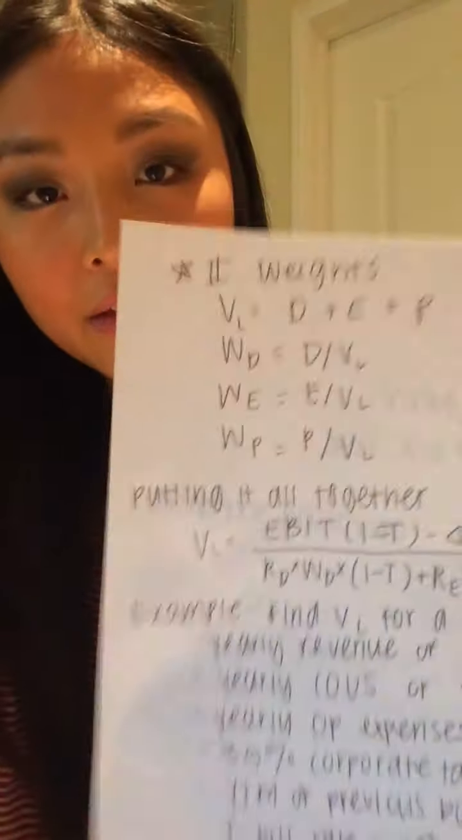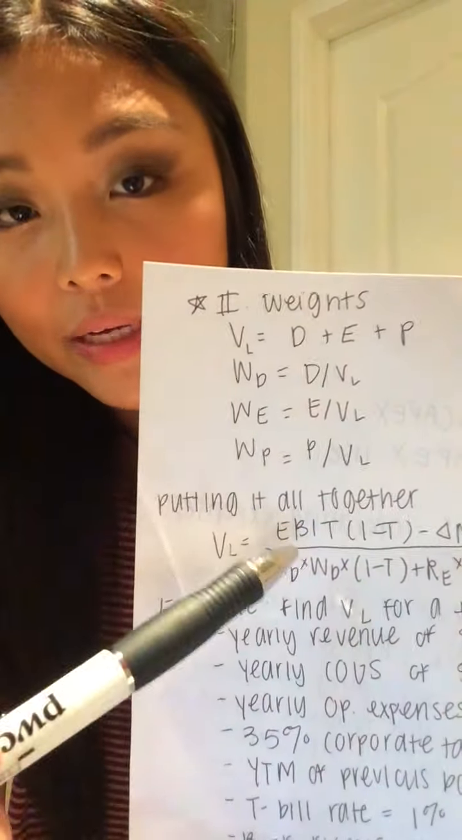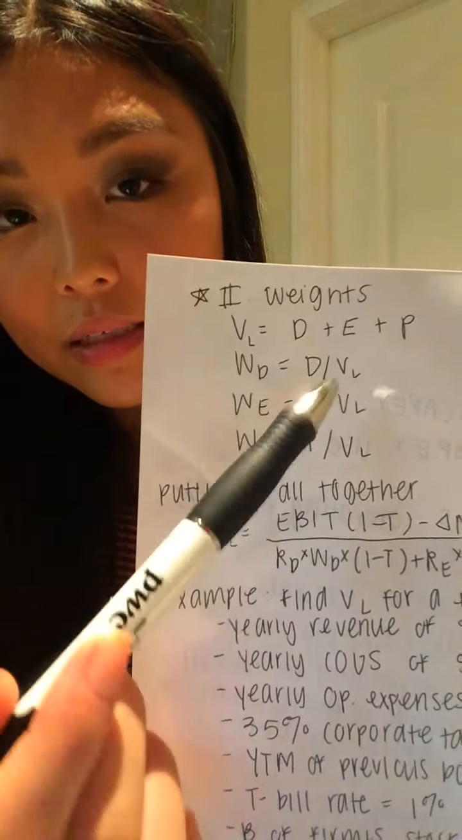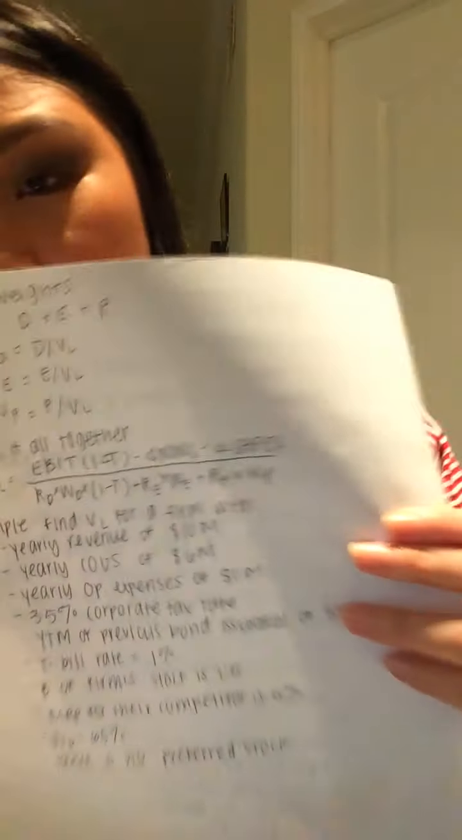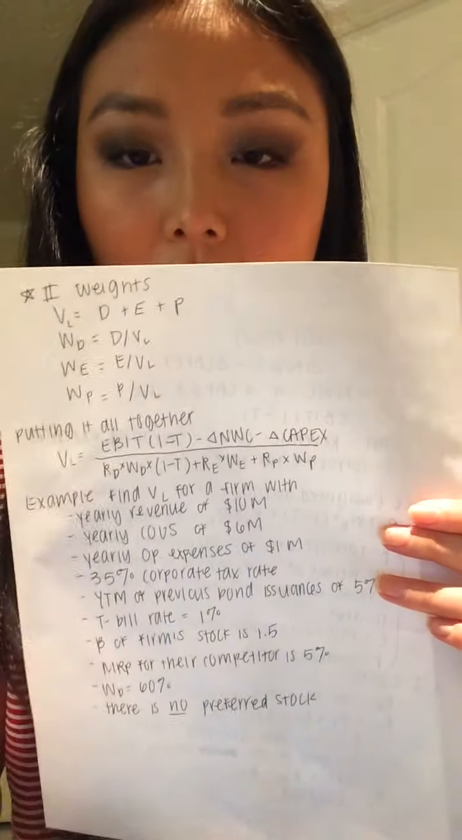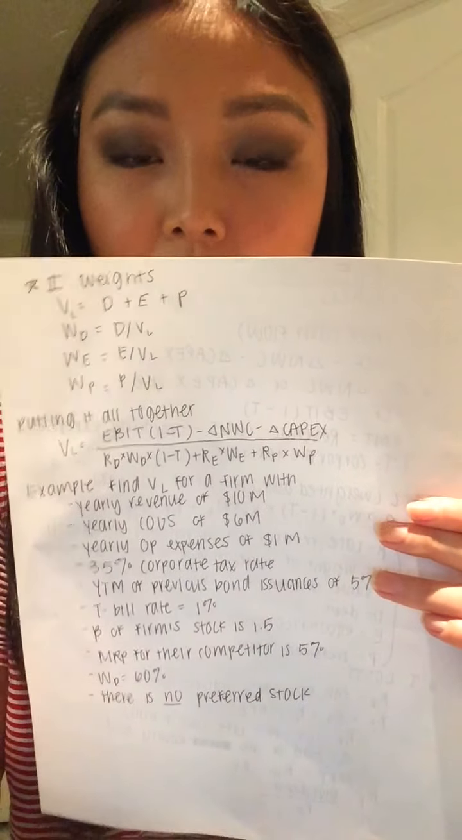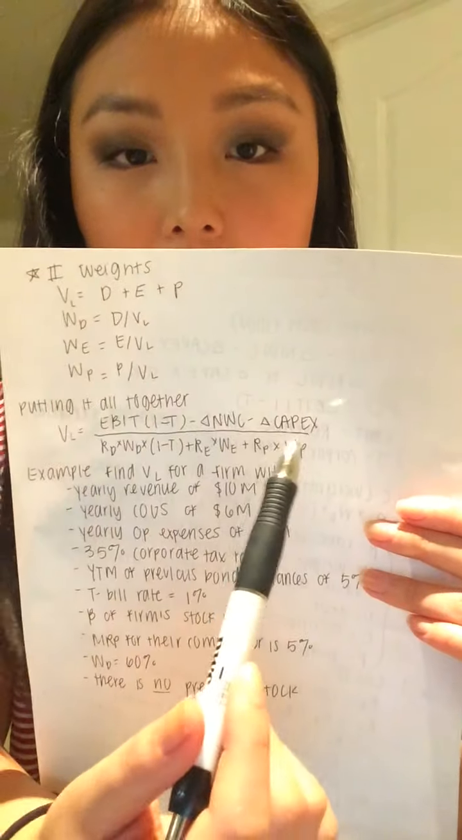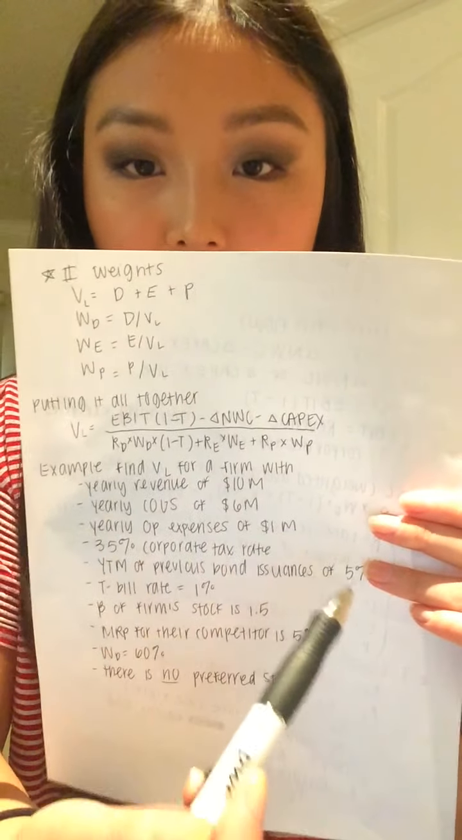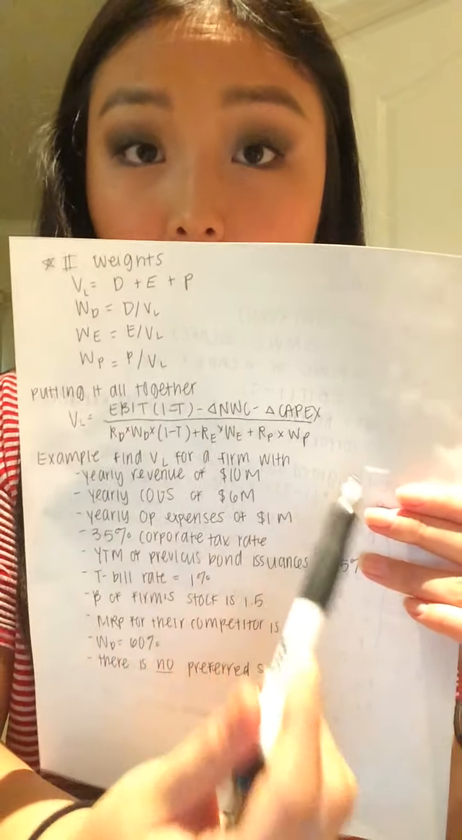But of course, if you don't have all that and you do just have the weights, just know that the weights are basically D, E, or P divided by the value. And so that's pretty easy. And I guess now if you want to see the entire formula put together, the value of the levered firm would be EBIT times 1 minus T, minus changes in net working capital, minus changes in capital expenditures, divided by this huge long WACC formula that we just went over.